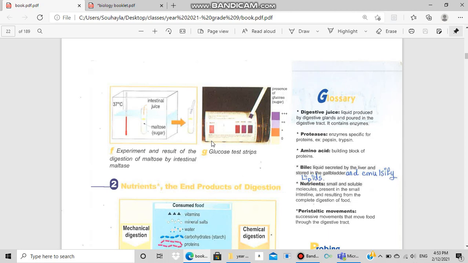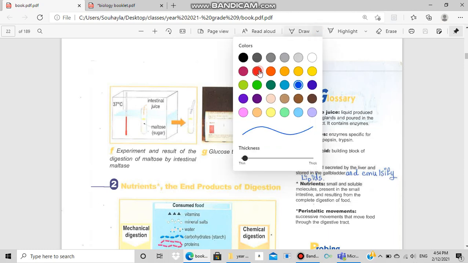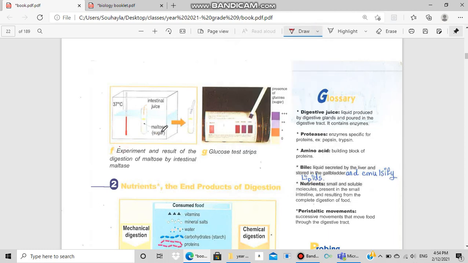Students, open your books, page 23, document F and document G. This is the experiment. In this experiment, what do you see? We see a test tube, and inside this test tube, there is maltose. Maltose is a sugar, but which type of sugar? It is a disaccharide, yani double sugar. It is made up of glucose and glucose, so this is maltose.